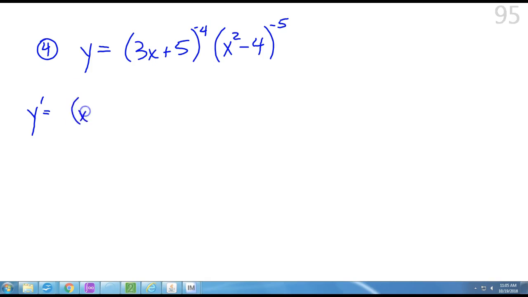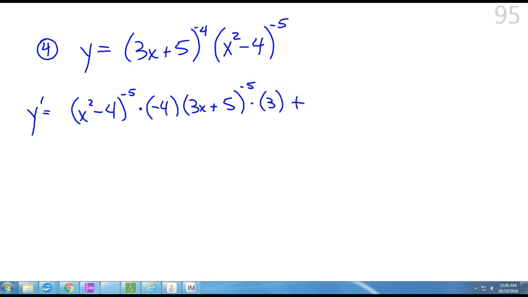Alright, so 2d1 plus 1d2. I'm writing down the second thing, multiplying by the derivative of the first thing. So I'm bringing down the negative 4, leaving the 3x plus 5 alone, reducing the power by 1, which makes it negative 5. And then I'm multiplying by the derivative of the inside. So again, that's my 2d1.